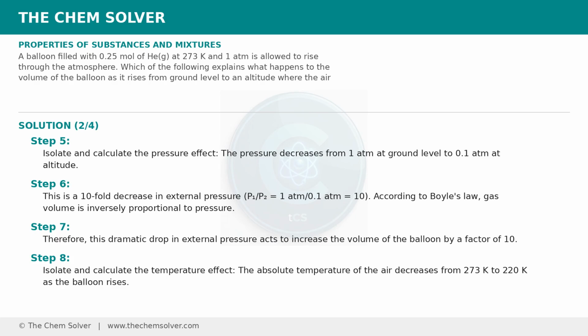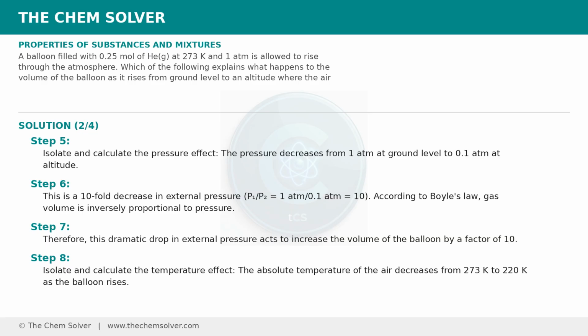Isolate and calculate the pressure effect. The pressure decreases from 1 atmosphere at ground level to 0.1 atmospheres at altitude. This is a 10-fold decrease in external pressure. P1 over P2 is equal to 1 atmosphere over 0.1 atmospheres, which equals 10. According to Boyle's law, gas volume is inversely proportional to pressure. Therefore, this dramatic drop in external pressure acts to increase the volume of the balloon by a factor of 10.